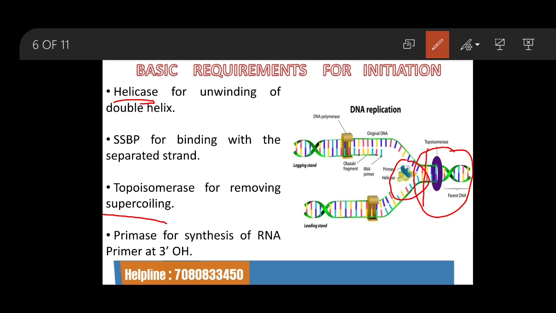Fourth one is primase. The enzyme DNA polymerase requires a free 3' OH primer. That primer is an RNA primer, and it is synthesized by the enzyme primase.